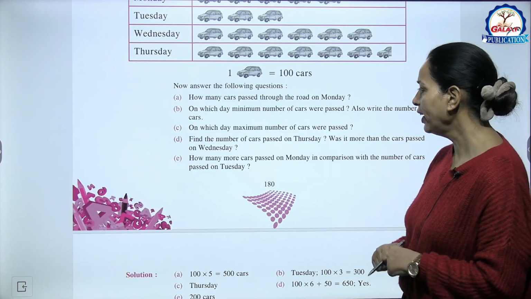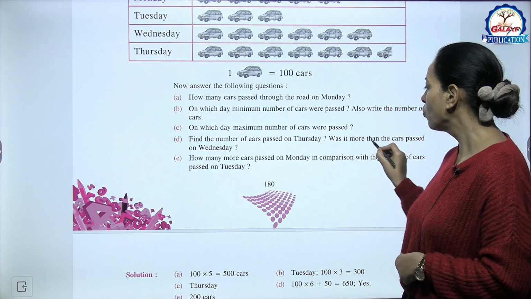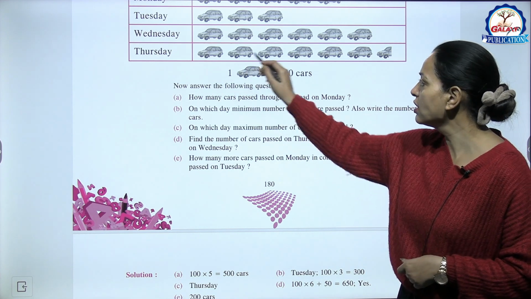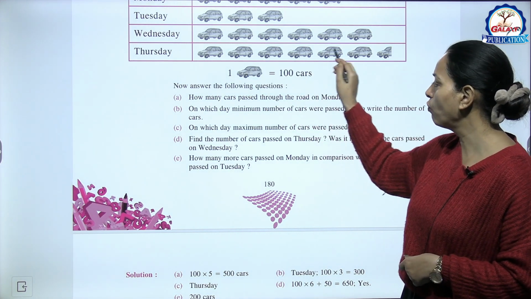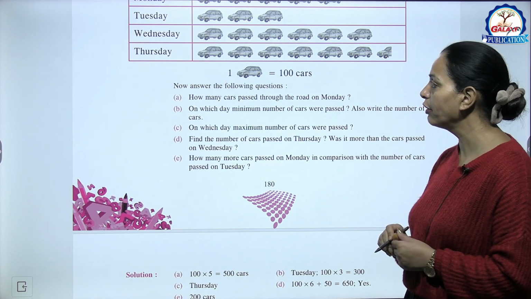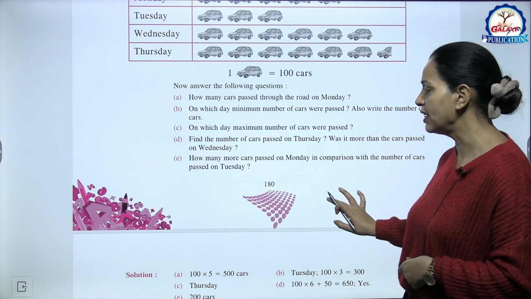Okay. Now the next D part, find the number of cars passed on Thursday. Was it more than the cars passed on Wednesday? So on Thursday, 1, 2, 3, 4, 5, 600 and half means 50. So 650, and yes, it is more than Wednesday.